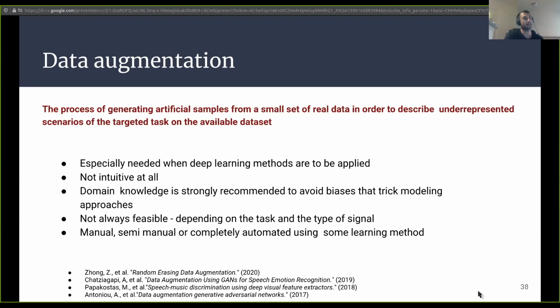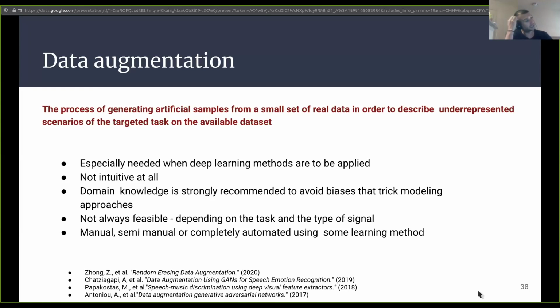Another problem that is very common, especially when dealing with deep structures, is the lack of data. And usually a way of dealing with this problem is by doing some kind of data augmentation. Data augmentation is a way to create artificial samples based on a smaller data set of real samples, towards describing underrepresented scenarios in your data set. And that can be extremely useful and valuable if it's done right.